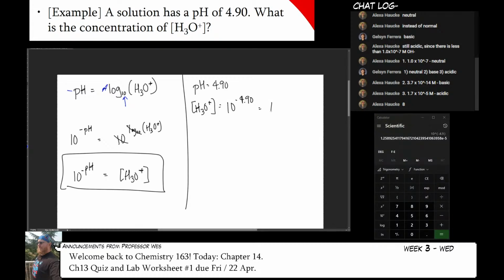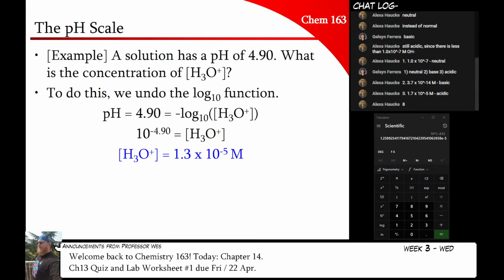And I got 1.258. Well, okay, hold on. After I did pH, I had 2 decimal places, so I get 2 sig figs. So 1.3 times 10 to the minus 5 moles per liter. So that'd be the concentration of my acid there. And lo and behold, that's exactly what we got.